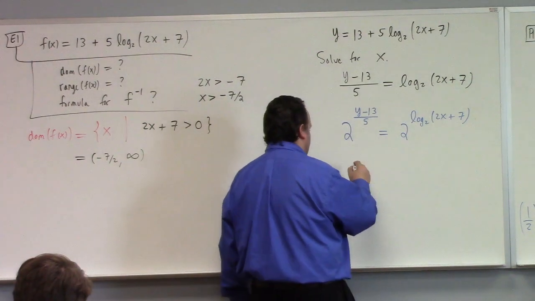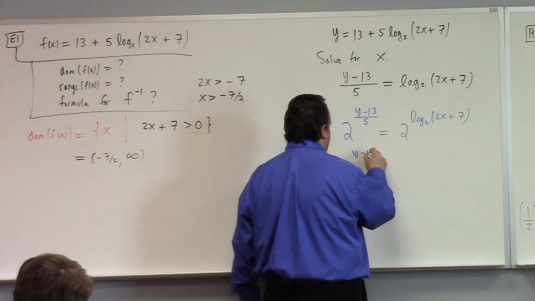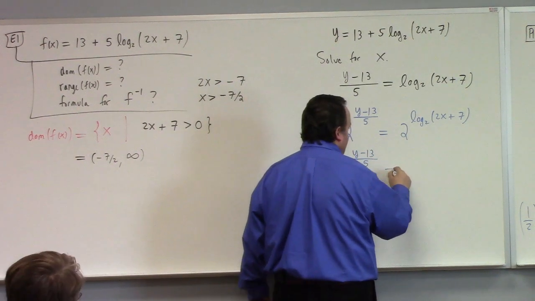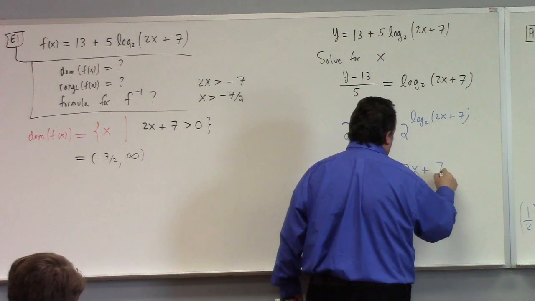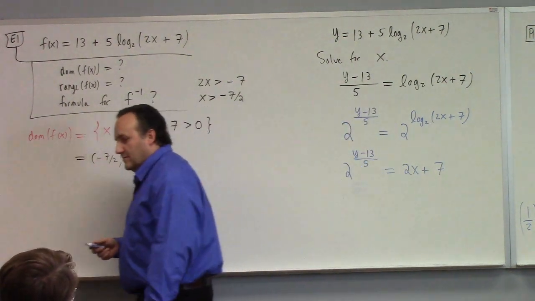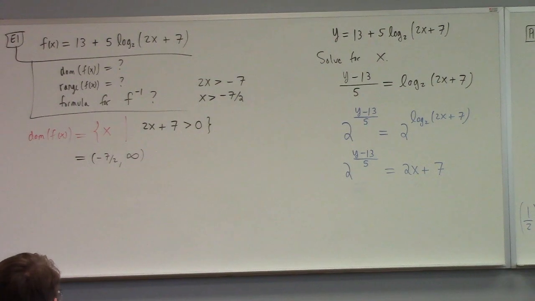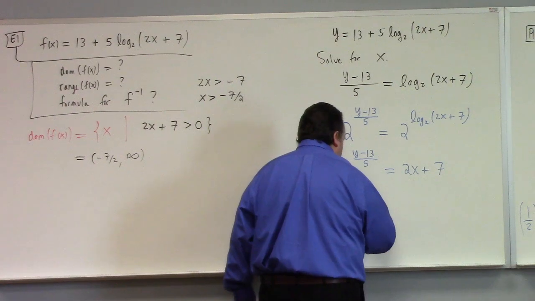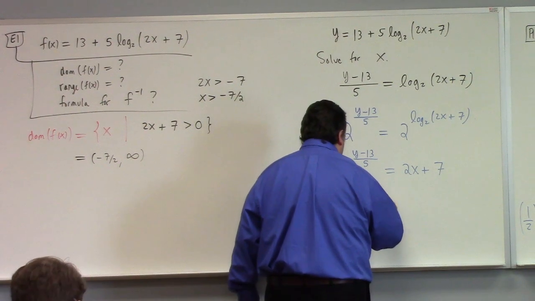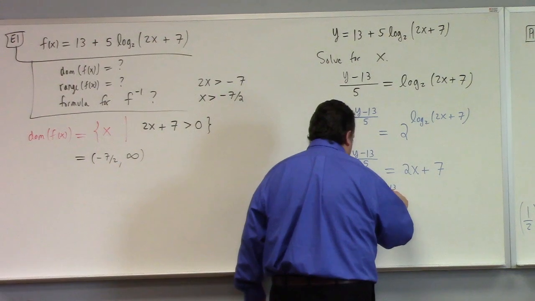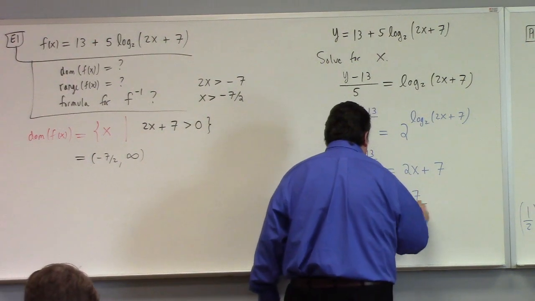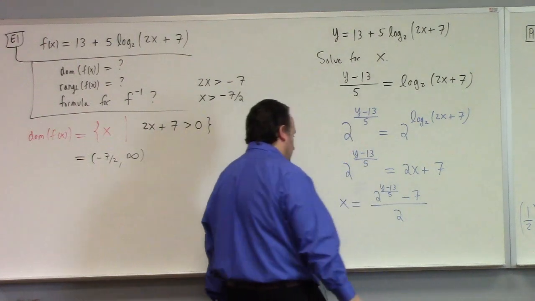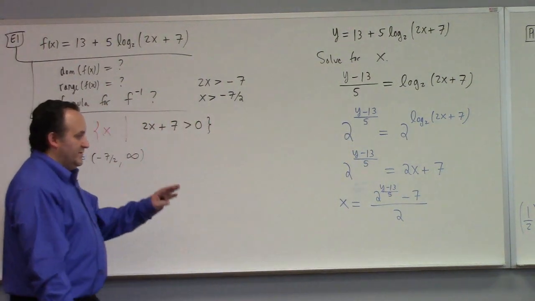Let's see here. So 2 to the (y minus 13) over 5 is equal to 2x plus 7. I mean, we have to be free to fail, otherwise we're not free. Freedom isn't always succeeding. If everyone's always succeeding, you're not really free. So x is equal to 2 to the (y minus 13) over 5, minus 7, divided by 2. So there you go. Now we've solved for x, right?